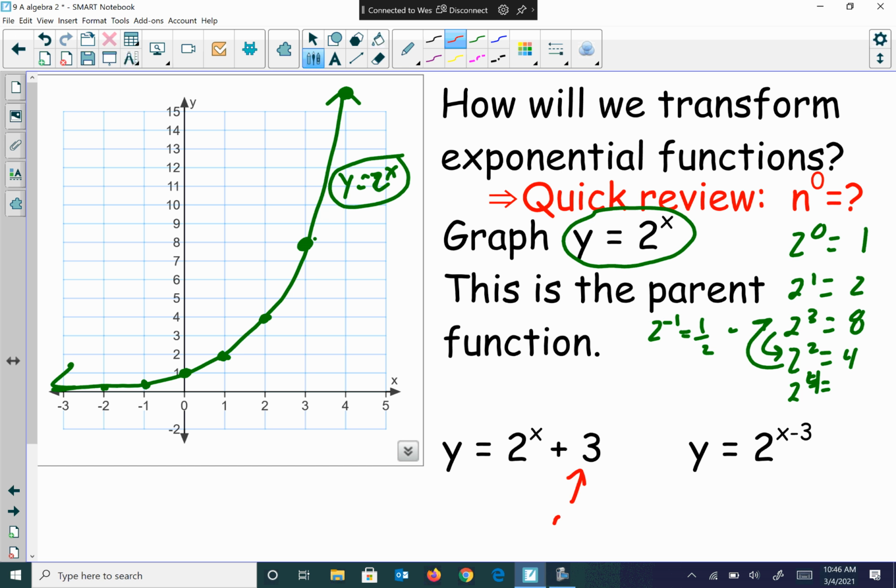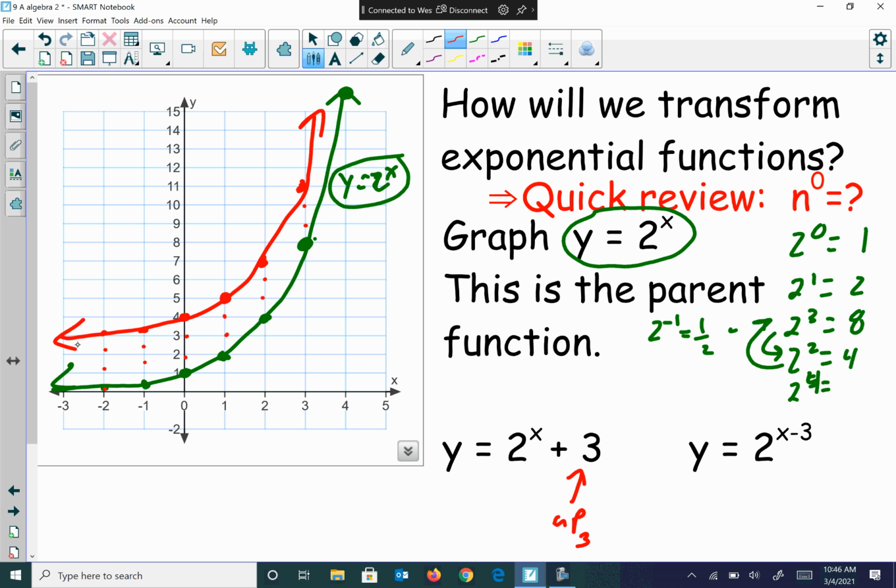This 3 is going to move up 3. So we take each of our points and move them up 3. So 1, 2, 3, for each one. So this looks like this.